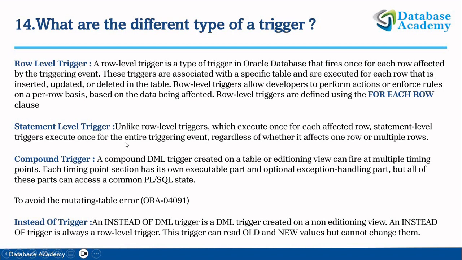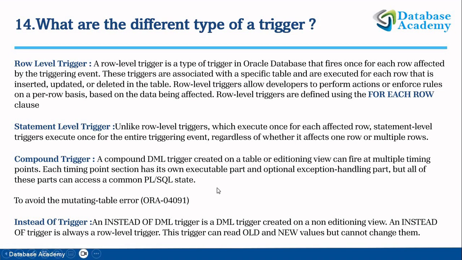Statement level triggers, unlike row level triggers which execute once for each affected row, execute once for the entire triggering event, regardless of whether it affects one or multiple rows. So if we are updating 10 records in an employee table, the statement level trigger will execute only once, but the row level trigger will execute 10 times. That's the difference between both of them.